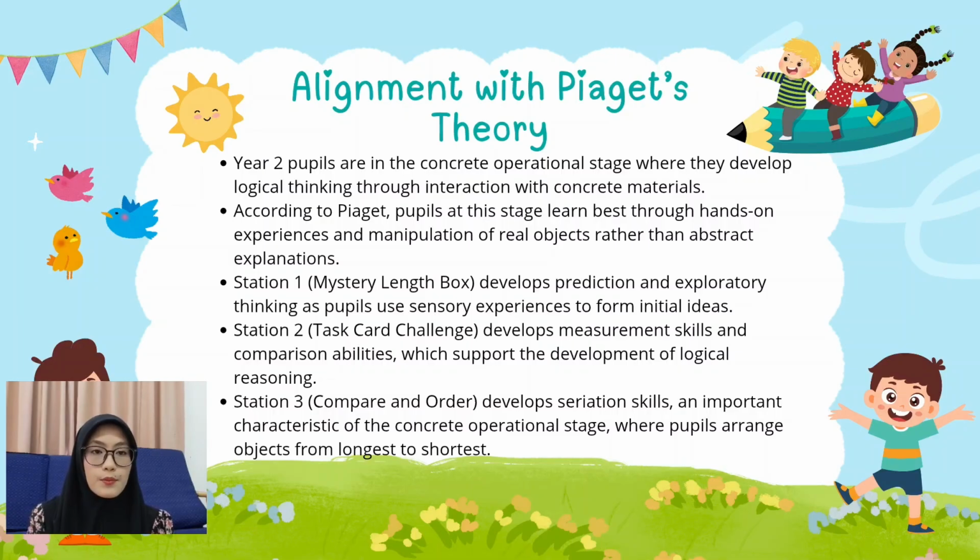In Station 1, pupils develop prediction and exploratory thinking through sensory experience. Station 2, pupils develop measurement skills and comparison abilities which support logical reasoning. Station 3, pupils develop sequential skills which refer to arranging objects from longest to shortest. This is an important cognitive characteristic of the concrete operational stage because it shows pupils' ability to organize information logically.